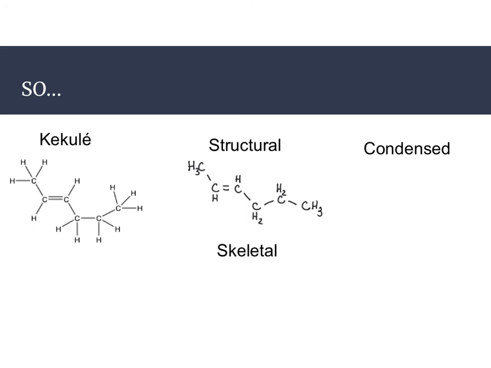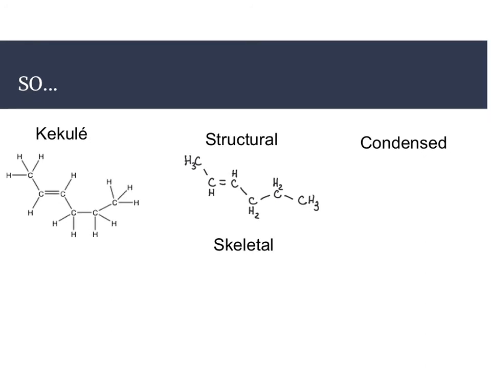Okay, your condensed formula is going to just start to write these out. You're going to write a lot of CH when you do this. Okay, so CH3 first, then CH, CH again, CH2, CH2, CH3. And because all of these carbons are attached in a straight line, I didn't need to use any parentheses here. All right, and then lastly, our skeletal structure.